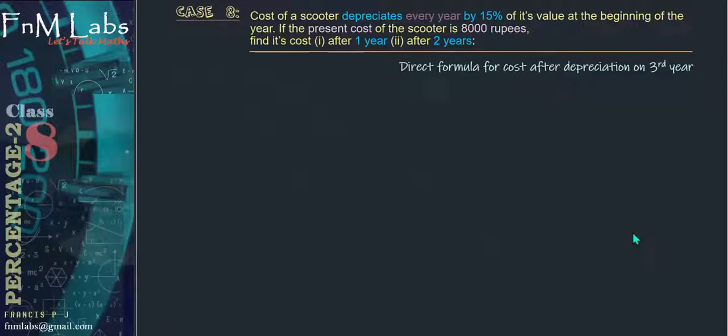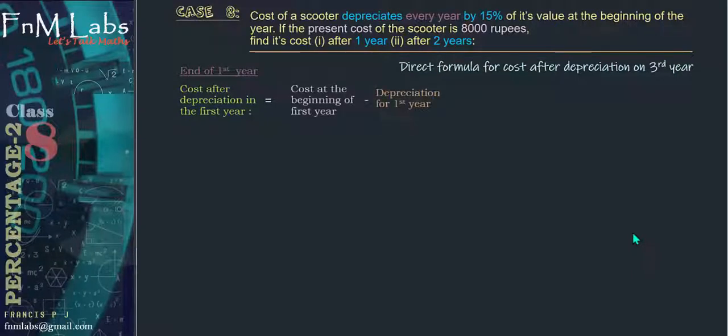year? Let us calculate the cost after depreciation in the first year. So that is equal to cost at the beginning of first year minus depreciation for first year. So that is same as 8,000 times 100 minus 15 by 100, which is equal to 6,800. And this becomes the cost at the beginning of the second year.